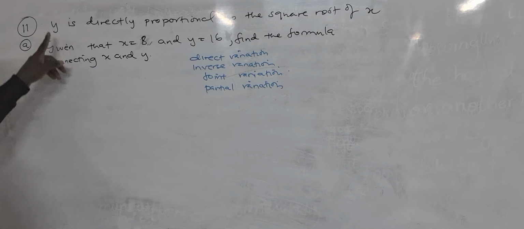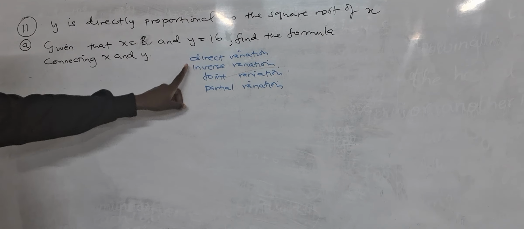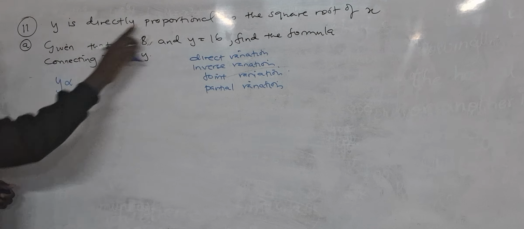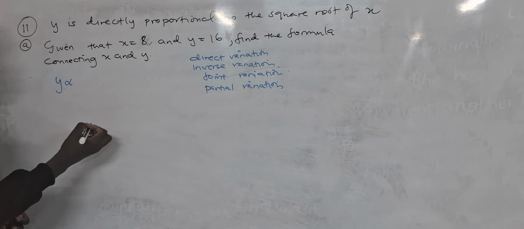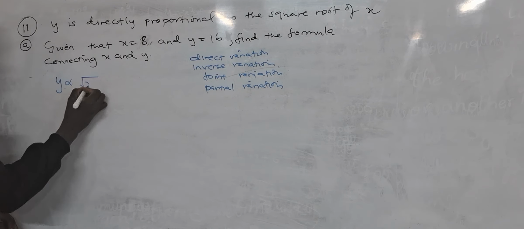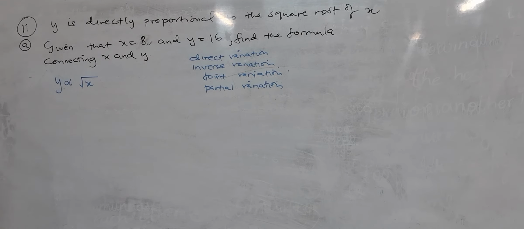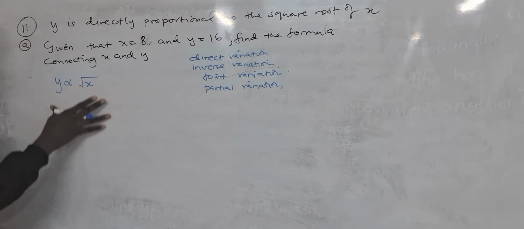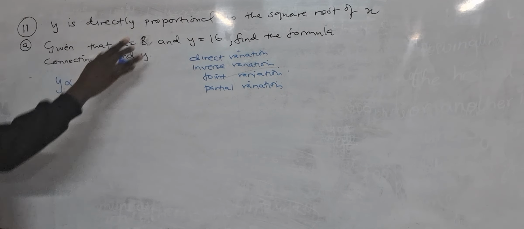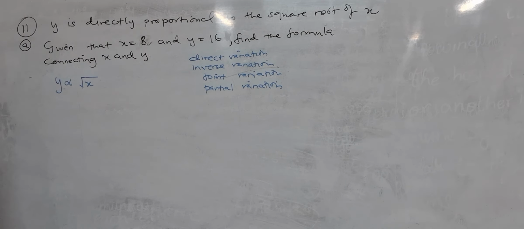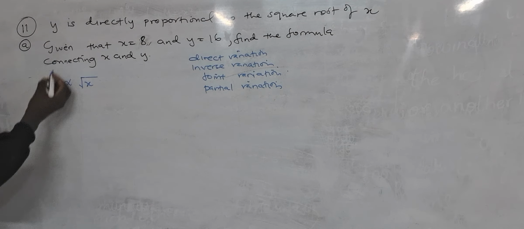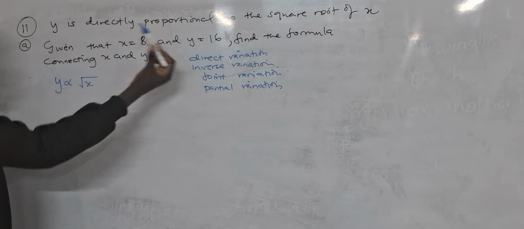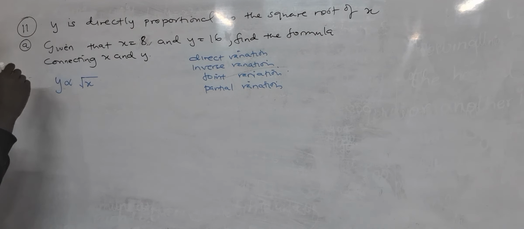Okay, so they are saying y is directly proportional, so this is direct variation. Y is directly proportional to the square root of x. So this statement mathematically is given like this. It is given that x is equal to 8 and y is equal to 16. Find the formula connecting x and y.